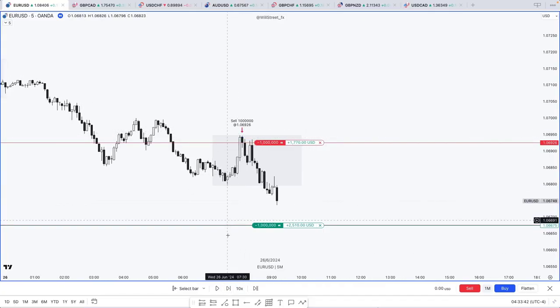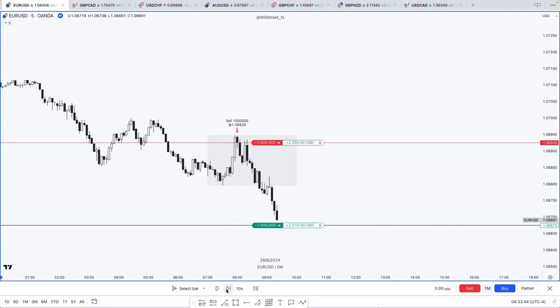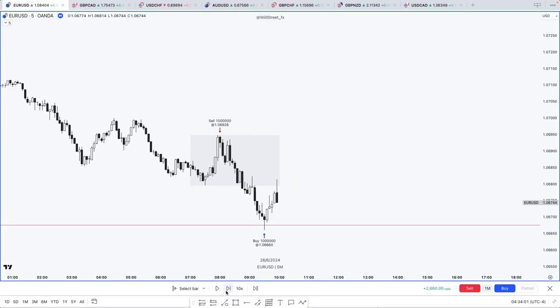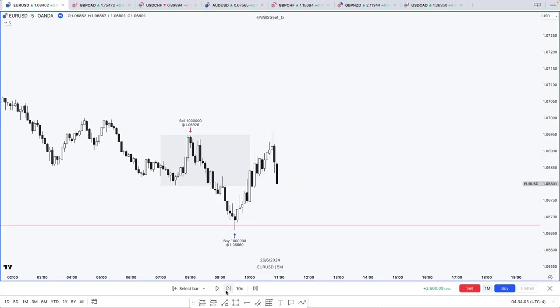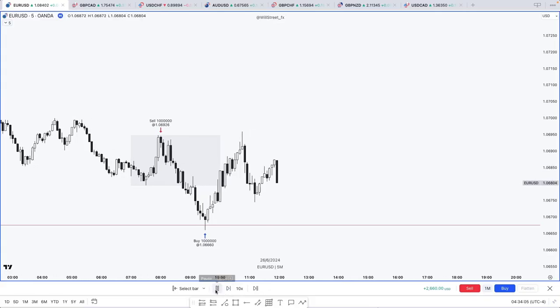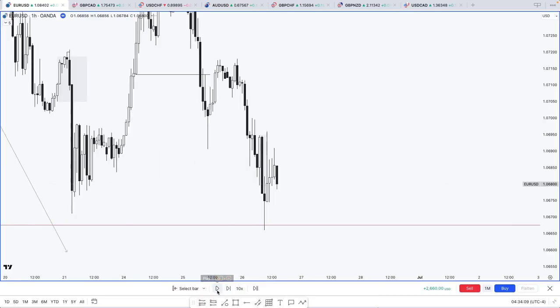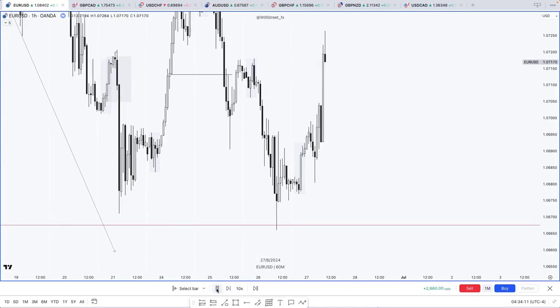And by the way, look at the time. This is a new candle. Okay, 8 a.m. Forgot to comment. And what happens when a huge range is complete? It reverses.